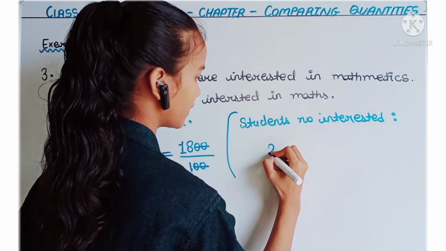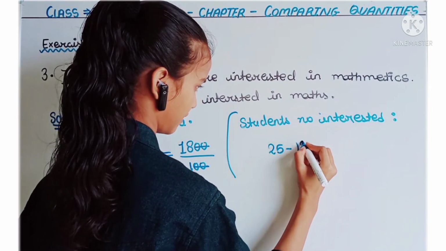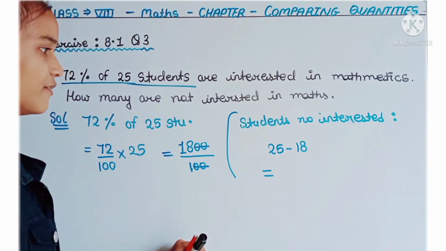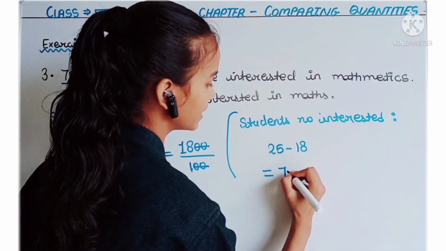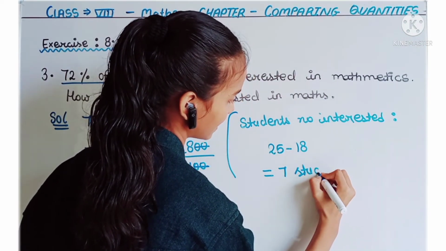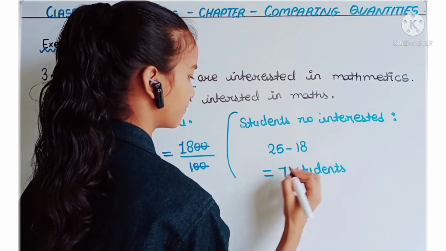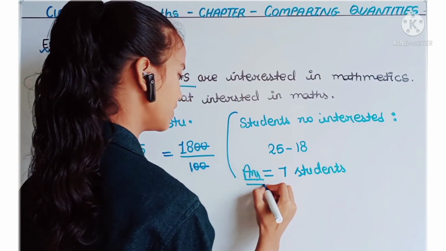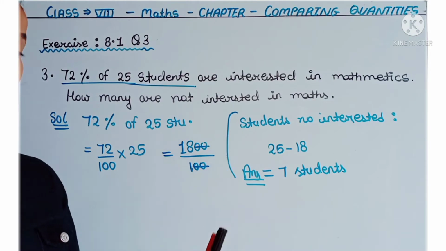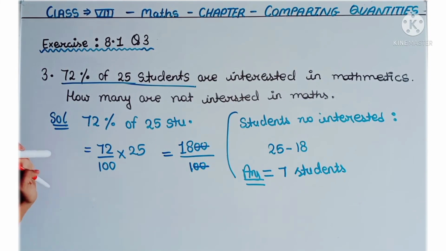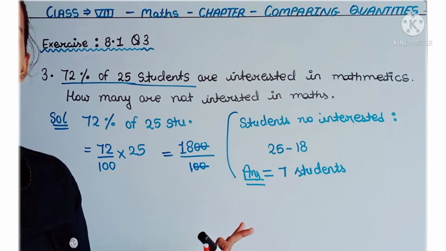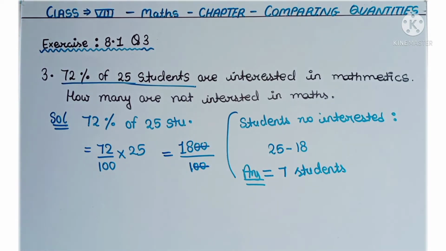What we will do? 25 minus 18. So 25 minus 18, what do we get as the answer? Now you can see here, 25 minus 18 gives 7 students. We get as the answer 7 students. Means 7 students out of the 25 are not interested in mathematics and 18 are interested. So we have explained this so clearly. This question may have made the concept clear to you. Now let's come to the next question of this exercise.